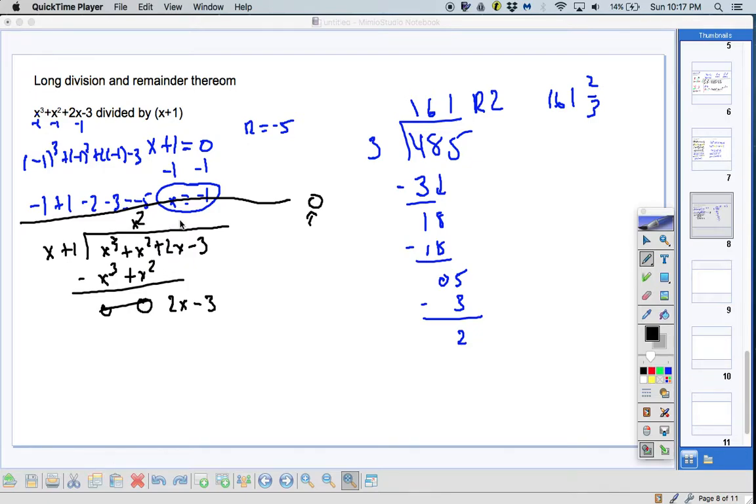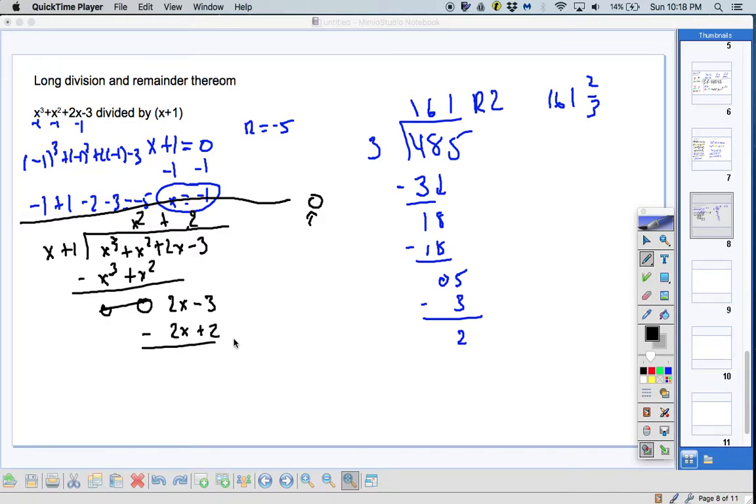So how many times does x go into 2x without going over? Well, it goes in x times. No, it goes in 2 times. I don't know what I was thinking. So this is going to go in 2 times. So 2 times x is 2x. And 2 times 1 is 2.